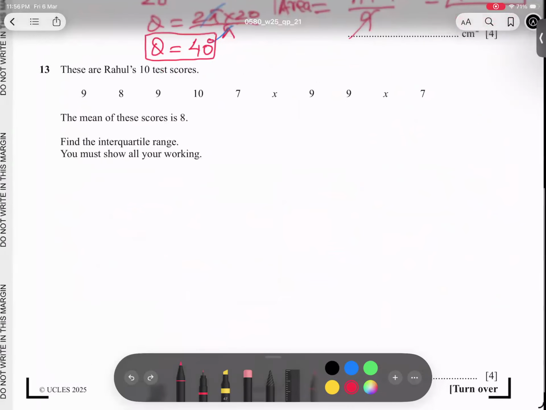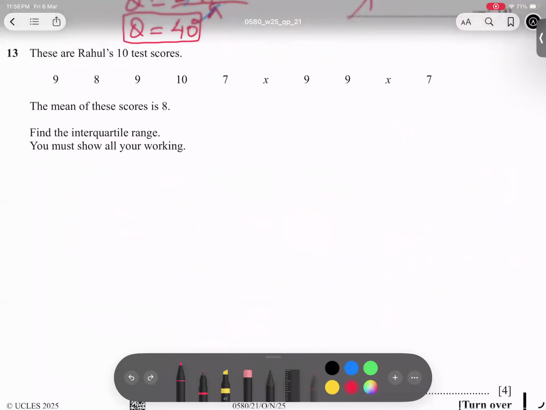Now, what is this question we have? There is a Rs 10 test score given.